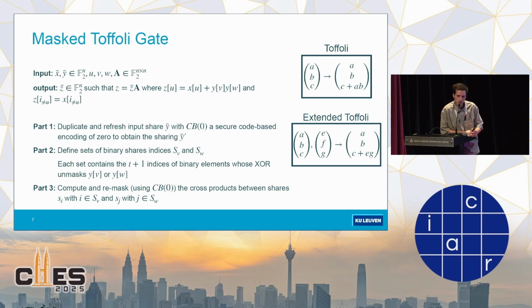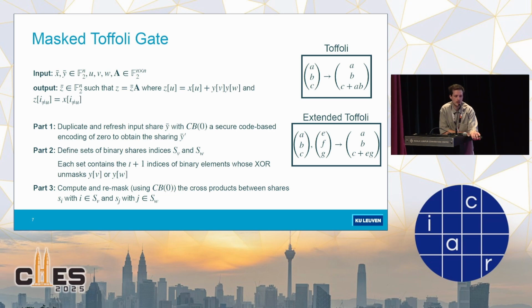So the gadget works in three parts. In the first part, we duplicate and refresh the input share Y. This is because we're making a multiplication, so we need the two inputs to be independent. For that, we use some kind of zero share gadget that we call code-based zero. If you attended the presentation that I did a little before, it's the same concept, but now code-based. So once we have refreshed, we go to part two.